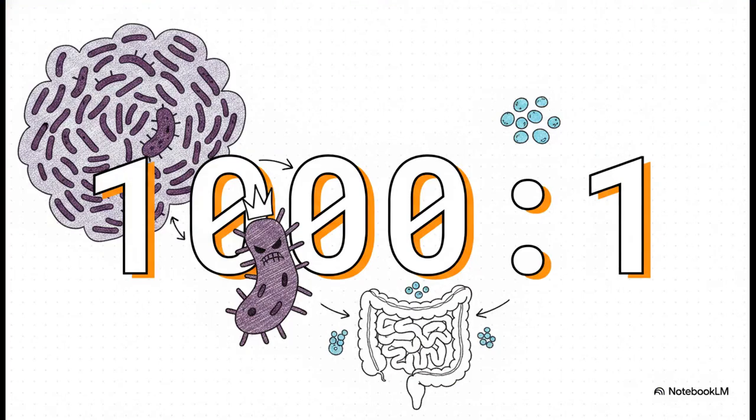So get this. One specific bug completely dominates the lower gut. The ratio of obligate anaerobes to aerobes in the distal small bowel and colon is a staggering 1,000 to 1. Just massive. And the absolute undisputed king of those anaerobes? Bacteroides fragilis. This crazy ratio is exactly why B. fragilis is the most important anaerobe you need to know for these intra-abdominal infections.